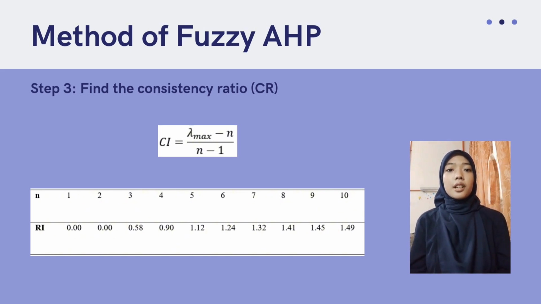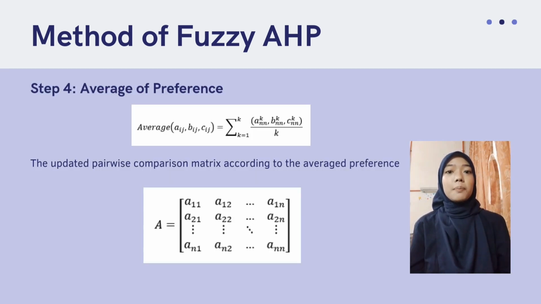Note that the calculated CR will be evaluated such that if CR is less than 0.1, the matrix is consistent. But if CR is more than or equal to 0.1, inconsistency exists and decision makers should revise the comparisons. This step ensures that the fuzzy pairwise comparisons used in the AHP process are logical and trustworthy before proceeding to the next calculations.